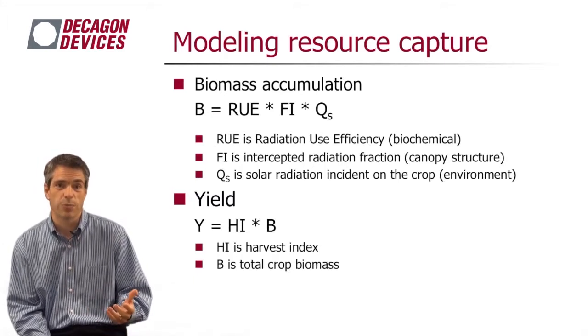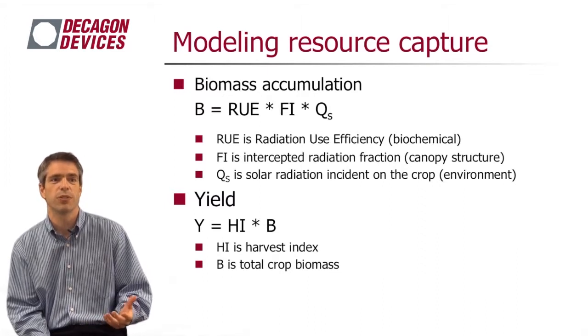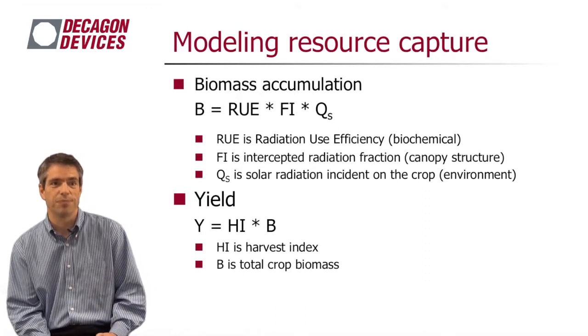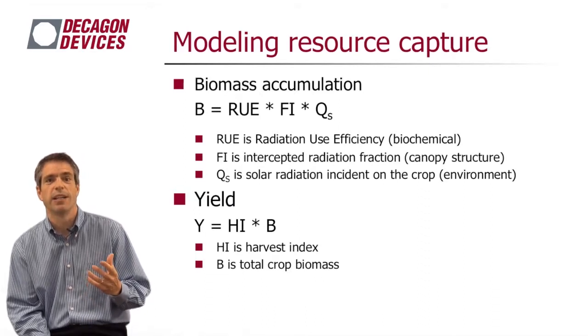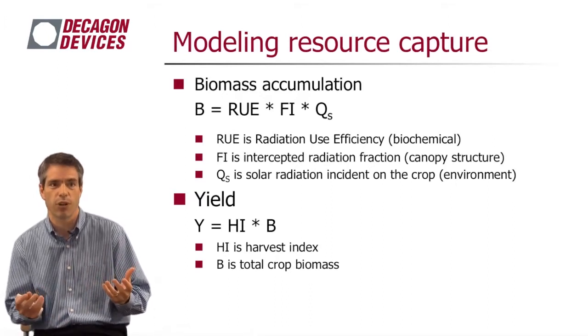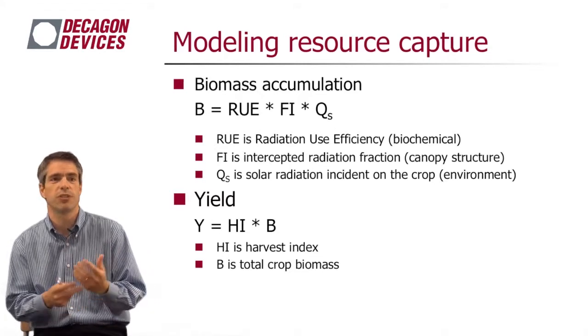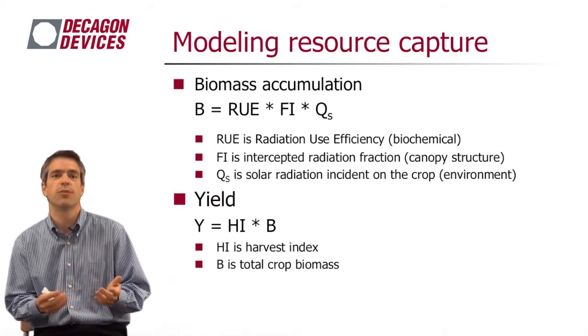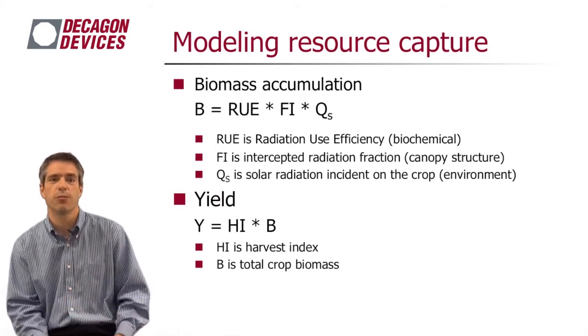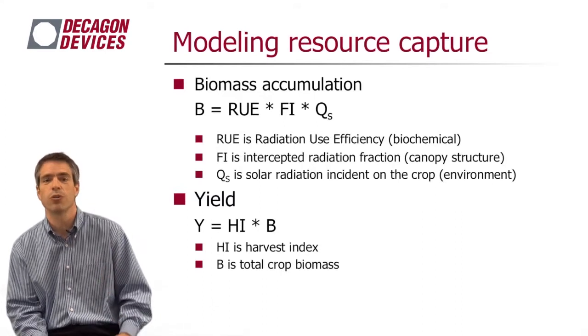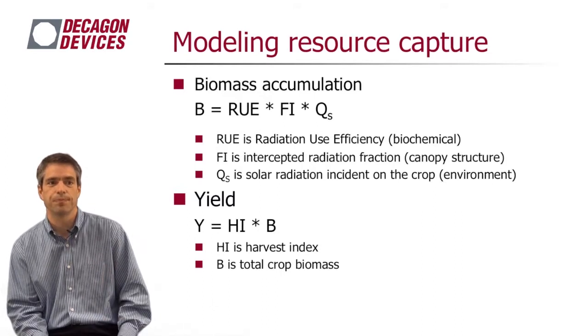Now, how do we find this biomass? Well, that's actually relatively simple. Biomass is the radiation use efficiency of the crop multiplied by the fraction of interception of that crop, relating to the canopy structure, multiplied by the intercepted solar radiation. So the radiation use efficiency depends on the biochemistry of the crop. The fraction of interception depends on the canopy structure, and then we have the actual total solar radiation coming into the crop.